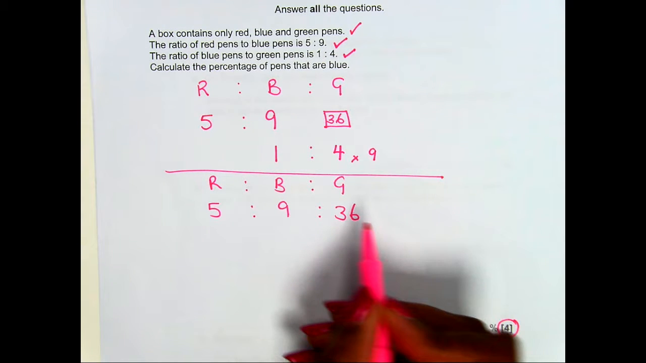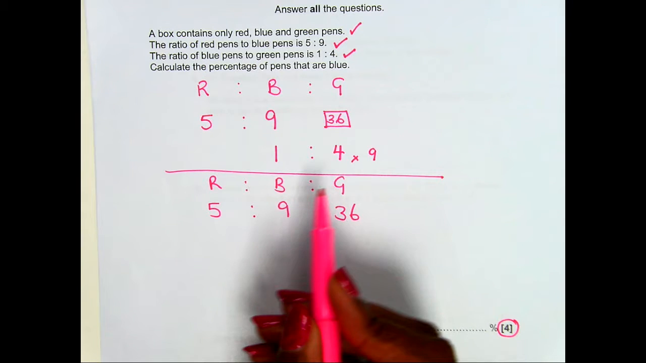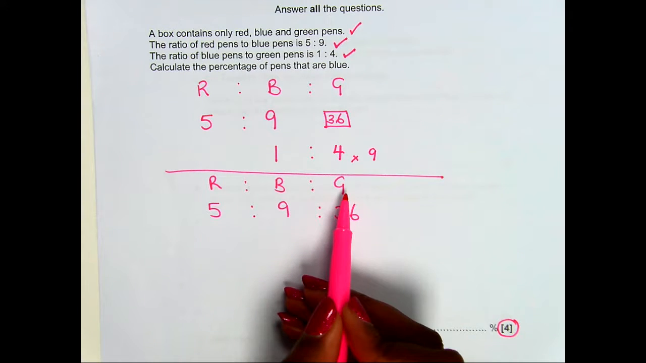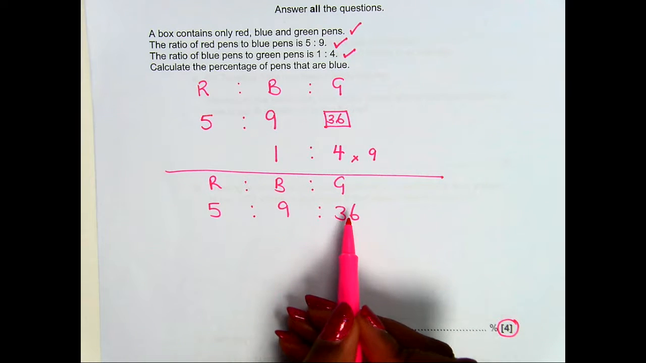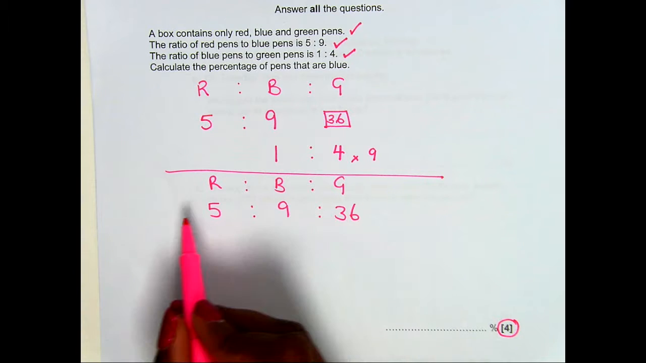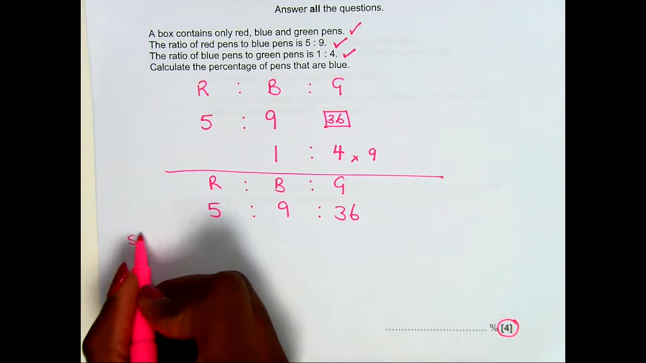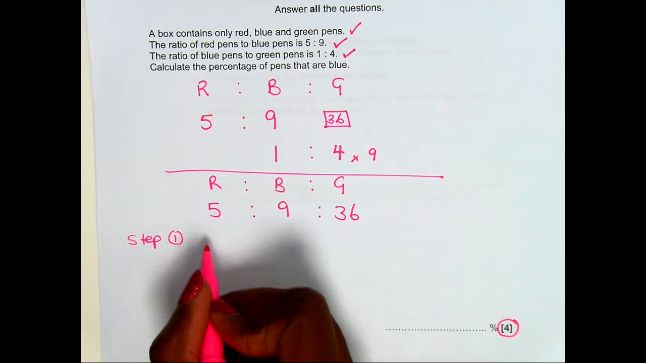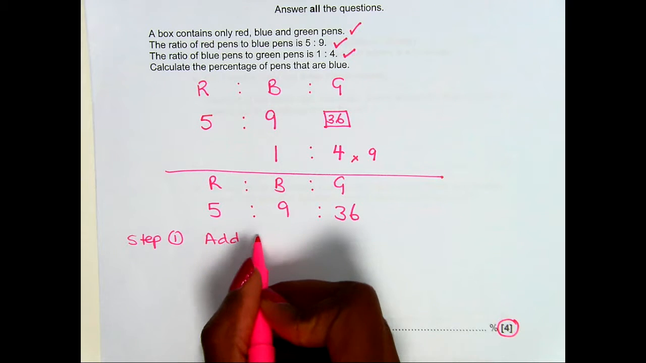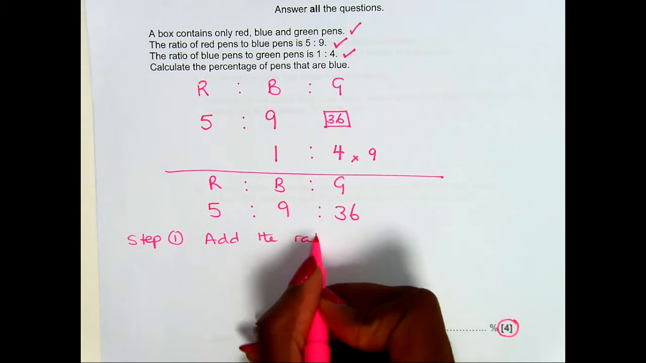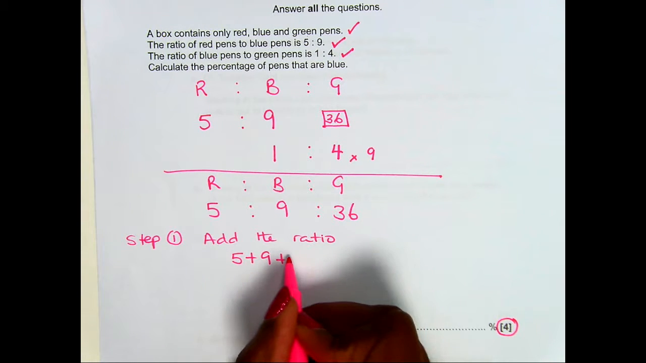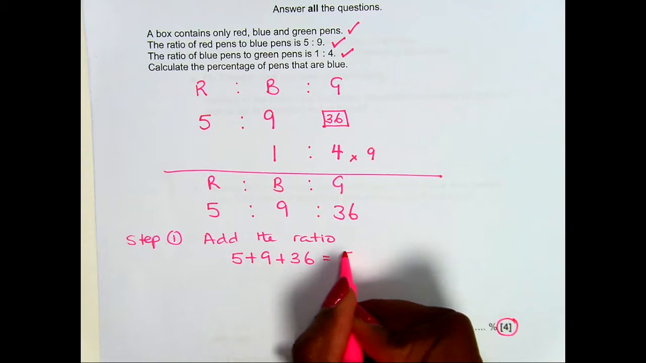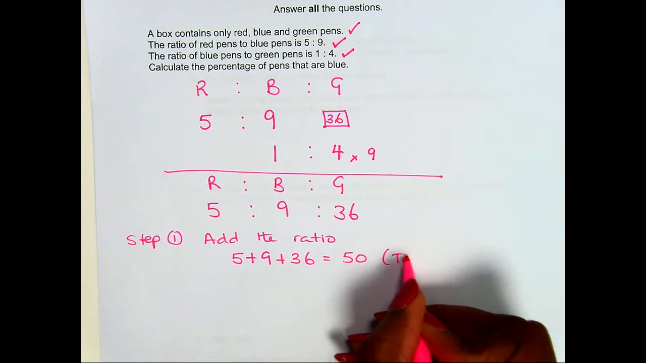Okay, this is really crucial. We now have all the ratios lined up with the 3 colors, and it makes it much easier to analyze. Now, when we're talking about ratios, the first step is always to add them together to get your total. So if I write it in steps, step 1, I'm going to add the ratios. So 5 plus 9 plus 36 is going to give me 50, and that's my total.